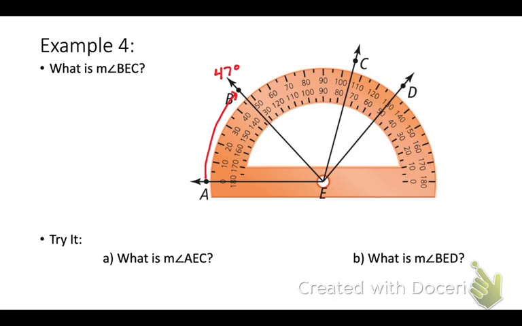Now, when I go from A all the way to C, what's that angle? 105. And when I go from A to D, it is what? 130. Are you sure it's not 50? It's 130. Okay. Even though it lines up at 50, but you guys know?